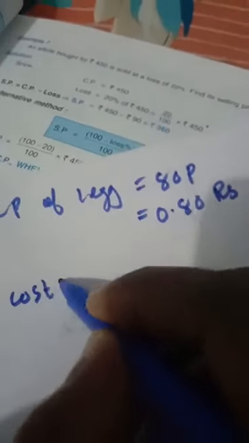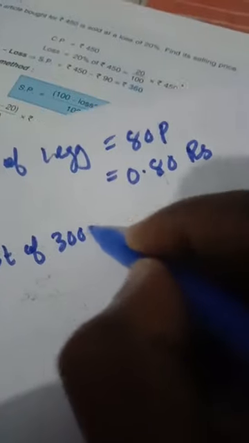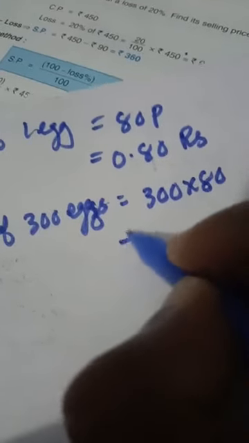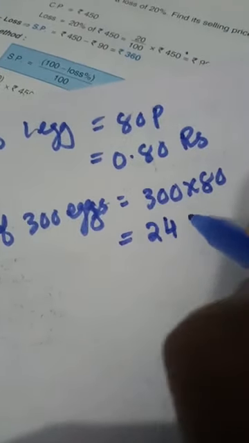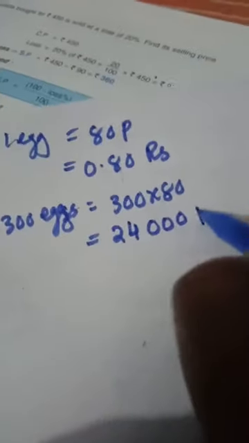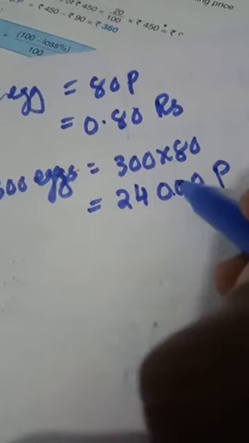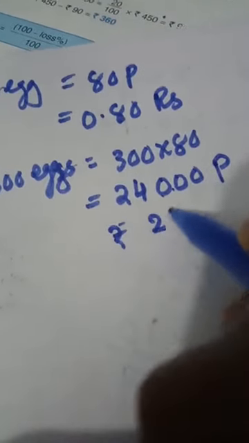CP of 1 egg is equal to 80 paisa, otherwise 0.80 rupees. Now cost of 300 eggs is equal to 300 into 80. 3 8s are 24, 3 zeros, 24000 paisa, which is equal to rupees 240.